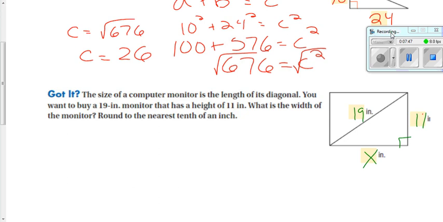Here is my right angle. The 19 is my hypotenuse. So A, your answer should be less than 19, and B, be careful how you set your equation up. All right, pause the video, try it on your own. I will do the same thing. Pause.